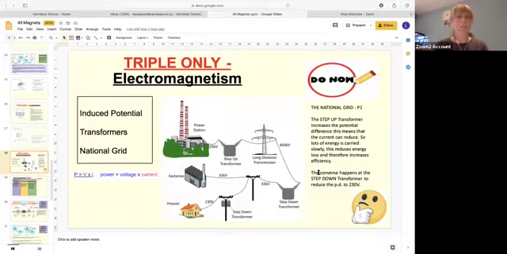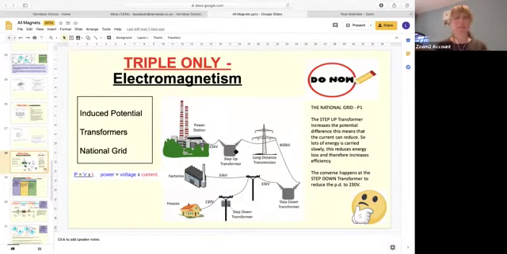Now, we're going to move on to the triple only stuff that we've got going on, the last bits of the electromagnetism with triple only. It's quite dense. These PowerPoints are quite information dense, so I really hope that you've had a little look through them first, and you might have a couple of things like, oh, I wasn't sure about that, and you'll know to pay attention particularly.